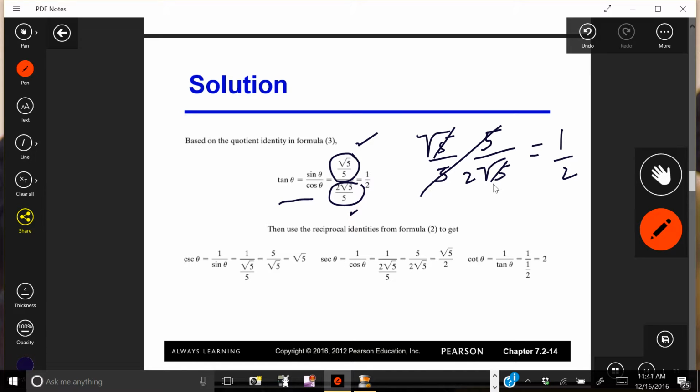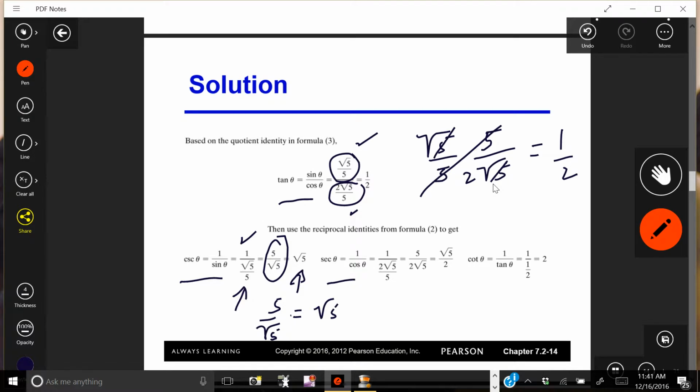Cosecant of theta is 1 over the sine of theta. So that's 1 over the sine of theta, which we were given, which is the square root of 5 over 5. And that is equal to 5 over the square root of 5, which, if you simplify it, equals the square root of 5.